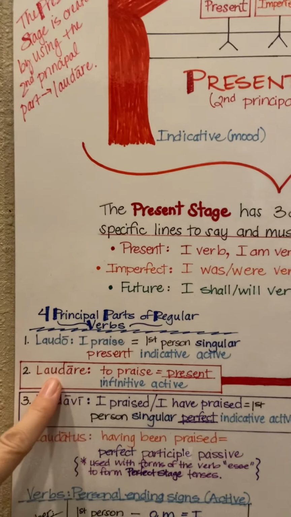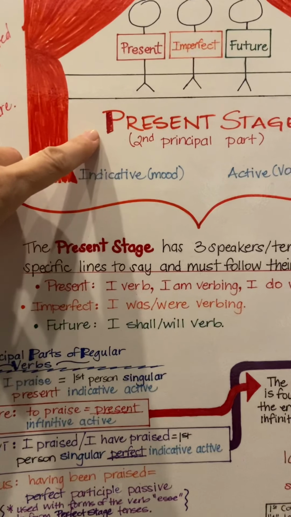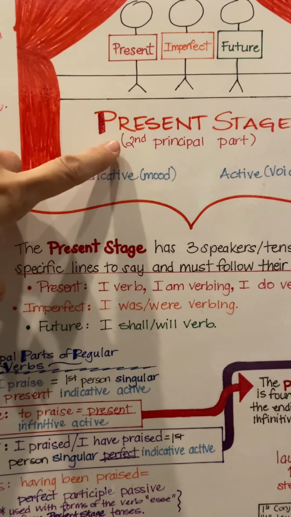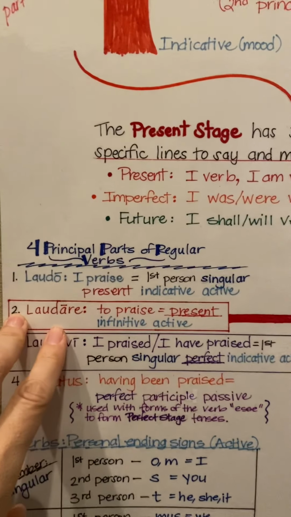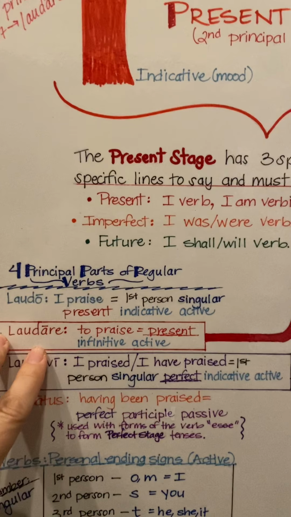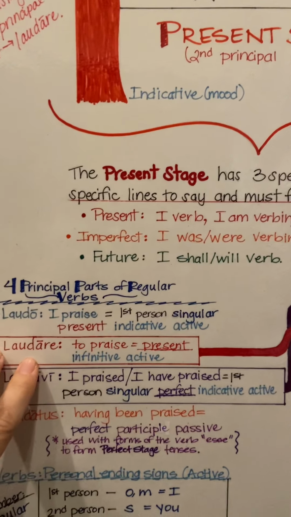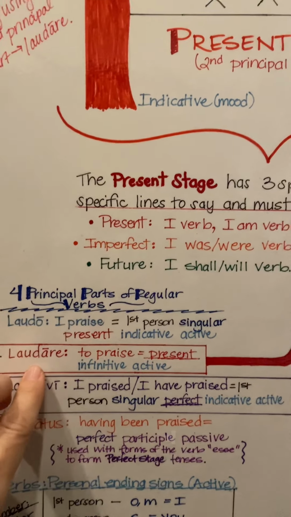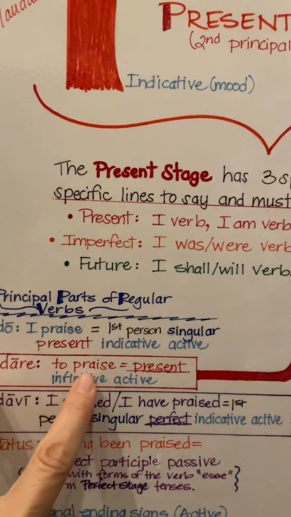And then you get to the second principal part, which I just explained: the present stage is formed off of the second principal part. So this one here, the second principal part, is going to be very important for our purposes right now as we learn the present stage and the tenses that accompany it. So we see laudare, and then we see it means to praise.